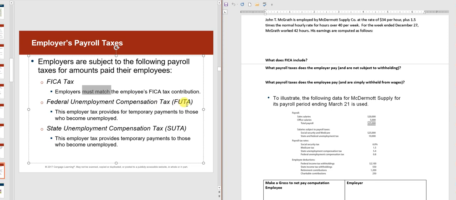They also pay unemployment, state and federal unemployment. An easy way to remember that the employer pays unemployment is the employer is the one that's doing the laying off or the firing. So they should be the ones who pay the unemployment tax. Again, on all these, you have to be given the rate. I will not ask you to memorize any rate.